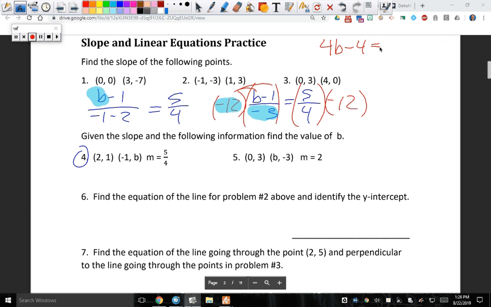Notice me saving work. This is you as well. You should be trimming off the fat as far as how much work I show. What will this cancel reduce to? When I multiply negative 12 with that 4 on the bottom, as far as canceling and reducing, what would that reduce to? Negative 3, which gives me a negative 15. You know to quickly add, so that 4b is negative 11, so b is negative 11 fourths.